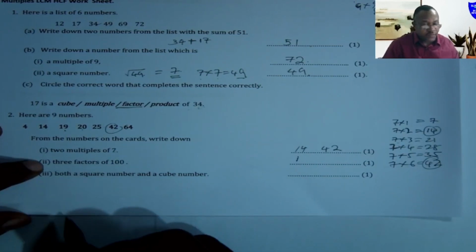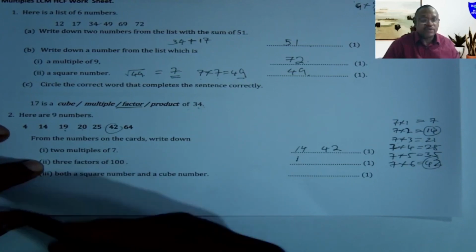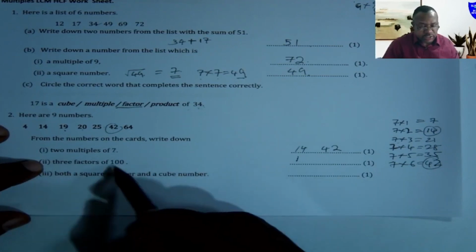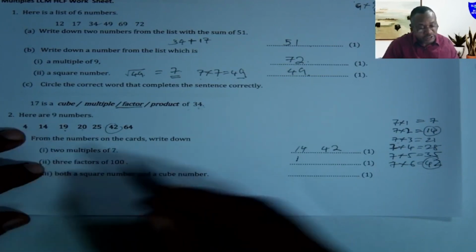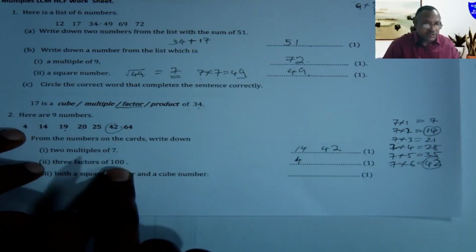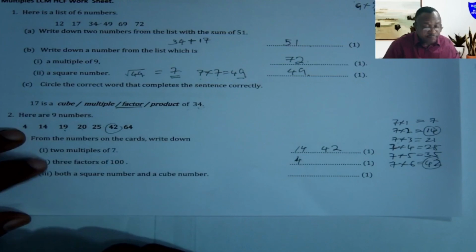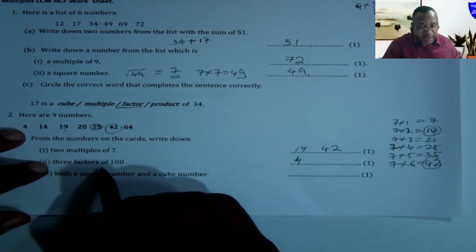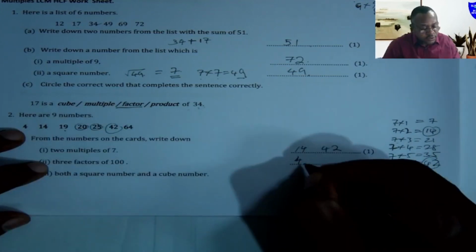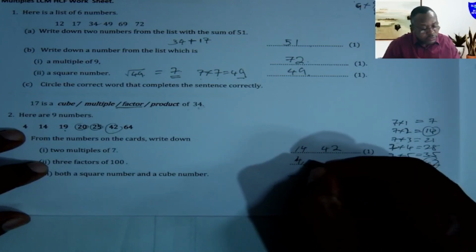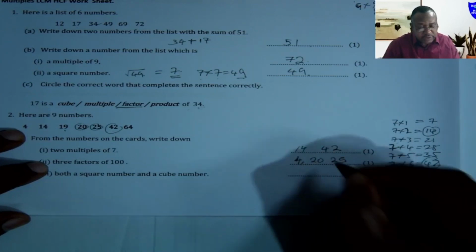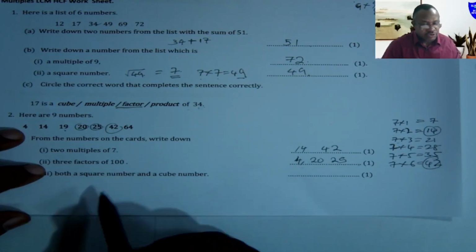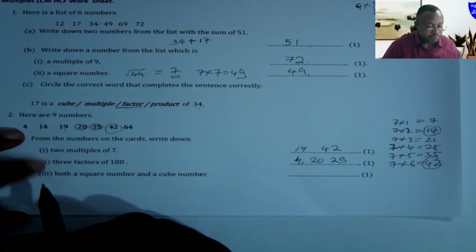3 factors of 100. Now factors, if you remember, are those numbers that can divide 100 exactly without leaving a remainder. So you look at numbers that can divide 100 there. 4, yes, 4 can divide 100 because 100 divided by 4 is actually 25, and 25 is one of them, right? And 20 is one of them. So you've got 4, 20 and 25, 3 of them, right? Each one of these numbers can actually divide 100 exactly without leaving a remainder, right?